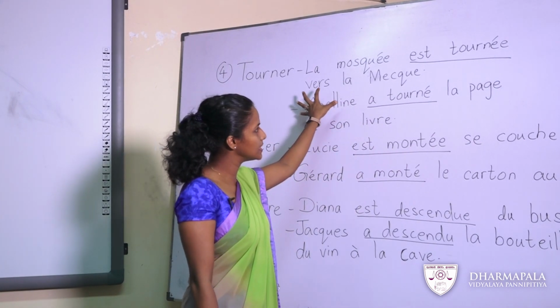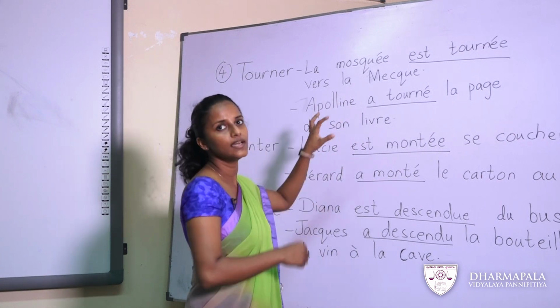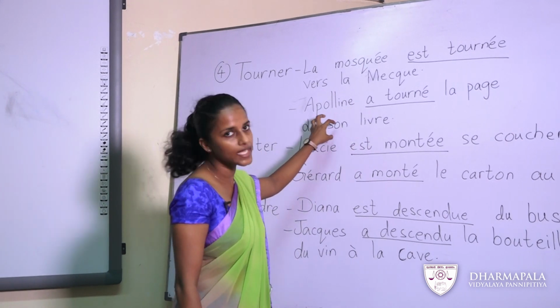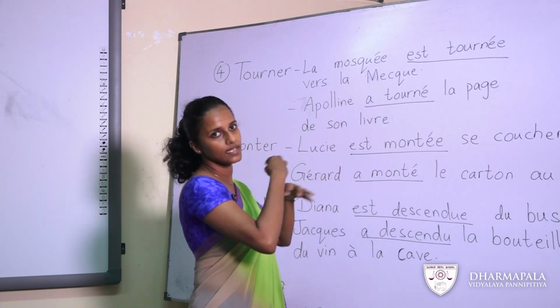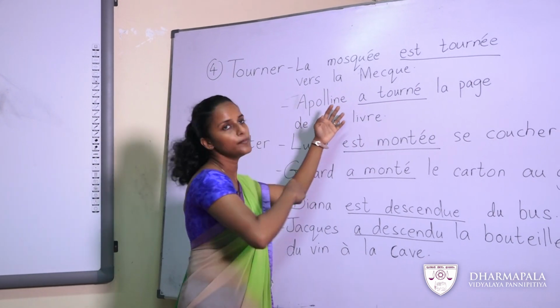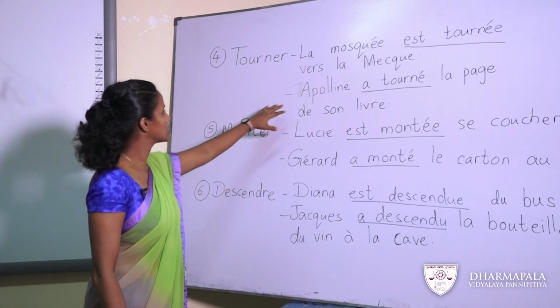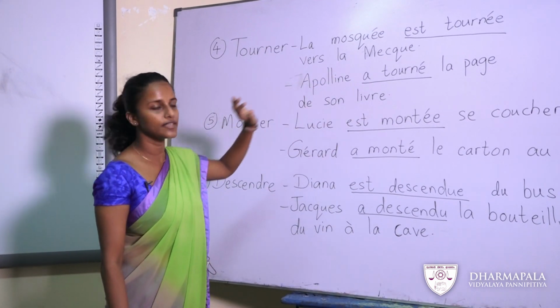Here, this person is turning the page of her book. So, he is not turning himself, he is turning the page of the book. So, we have used tourner with avoir.